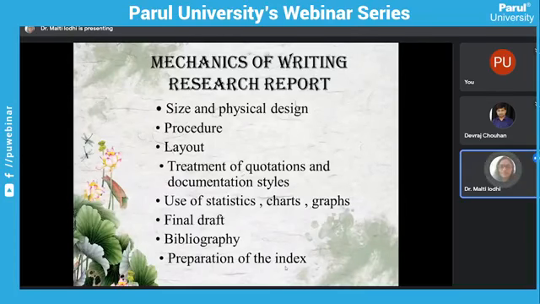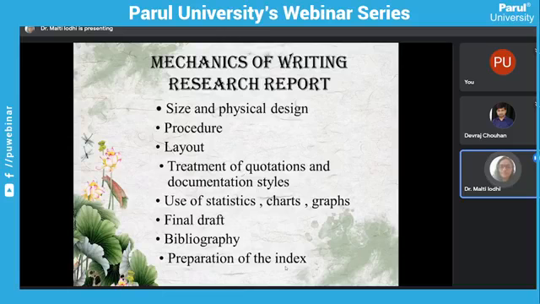Then, next, treatment of questions and documentation style, that should be in a proper manner. You have to mention whatever citation style you use for collecting the information or data, and you have to write that properly during the data collection.